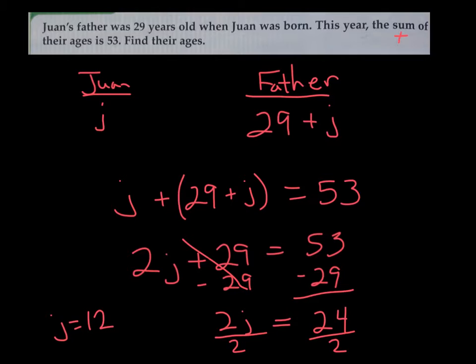Now I have to remember, what does J stand for? Well, J is Juan's age. So Juan is 12, and his father is 29 years older than Juan's age. So we can substitute 12 in for that, and that would give me 41 years old for his father's age.